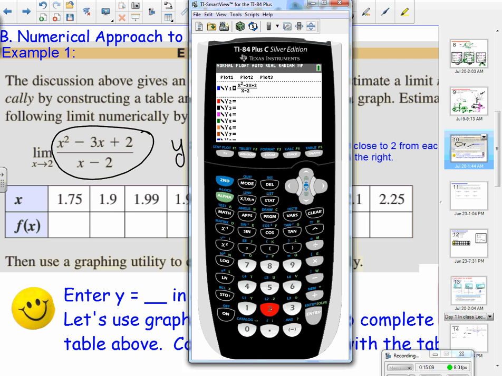It is now loaded, and I can go into table set, and I want to put this to ask, and mine is actually set to ask. I don't know if you've used this very often, but it's a quick way to get values. So I'm taking my table set into ask and go into my table, and I can put these numbers in. 1.75, enter, gives me an answer. 1.9, put it in, get an answer. And very, very quickly, I can fill in this chart. So why don't you go ahead and do that, and we'll come back.